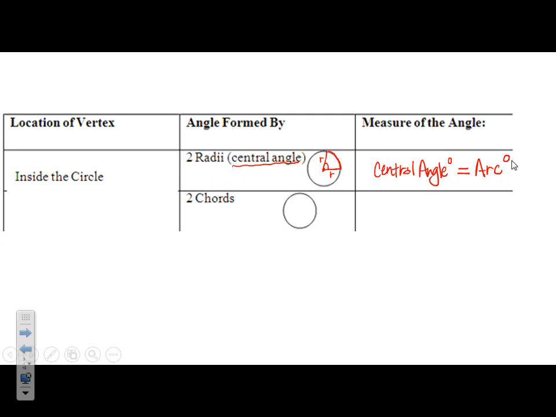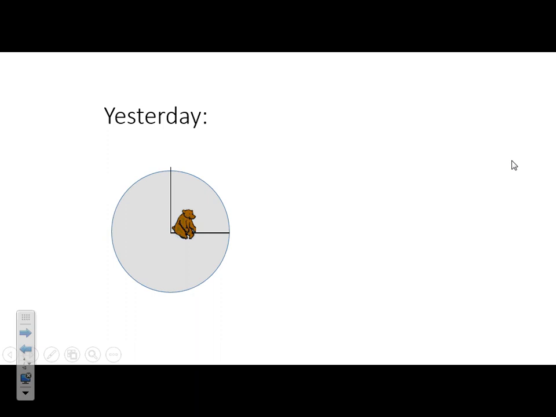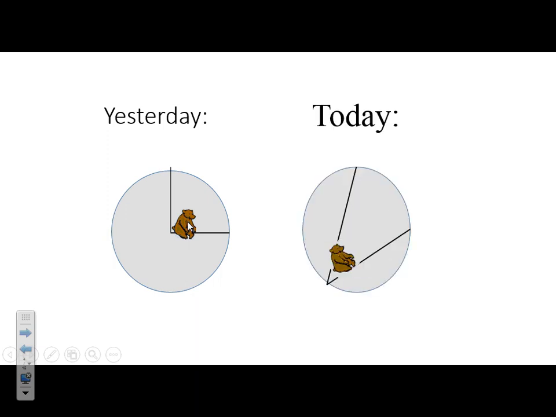Now, we talked about that yesterday. That's what we talked about, how we had the angle in the middle and we got this little funny looking bear. He was in the middle of the circle. Now what we're going to talk about today is the bear being moved and it not being in the center. It's still inside the circle, but it's moved away from the center, and how that angle will relate to the arc. That's what we're going to do today.